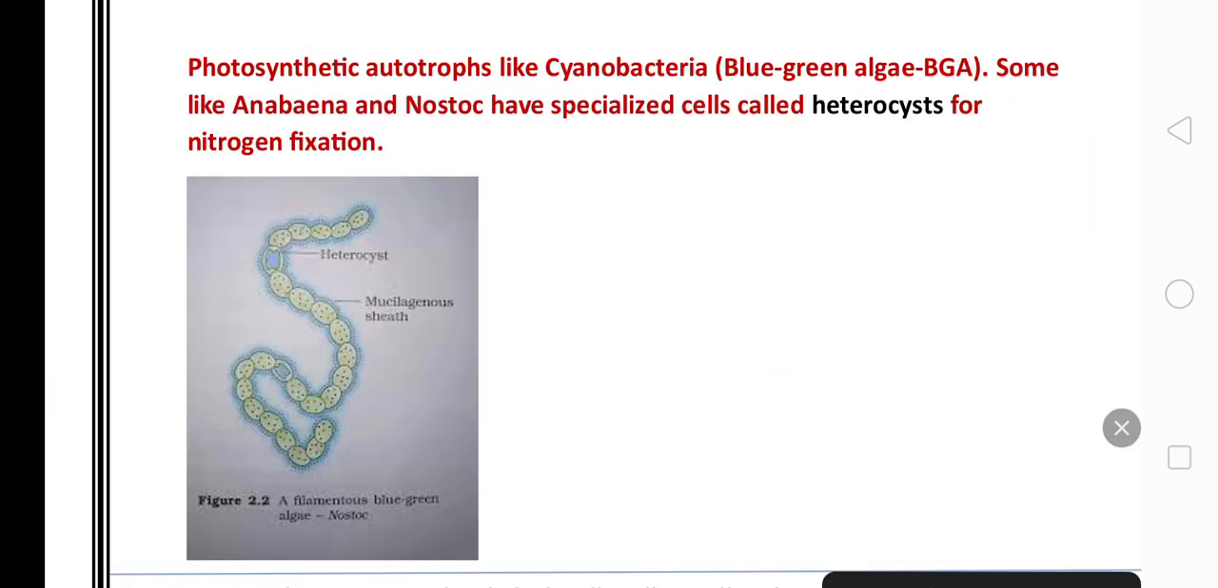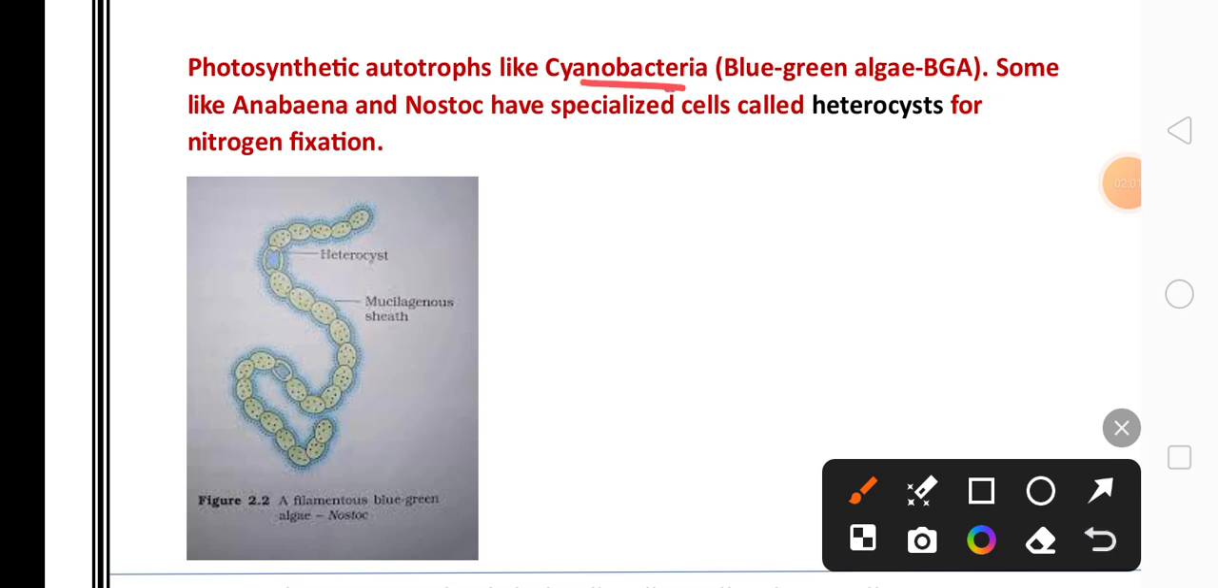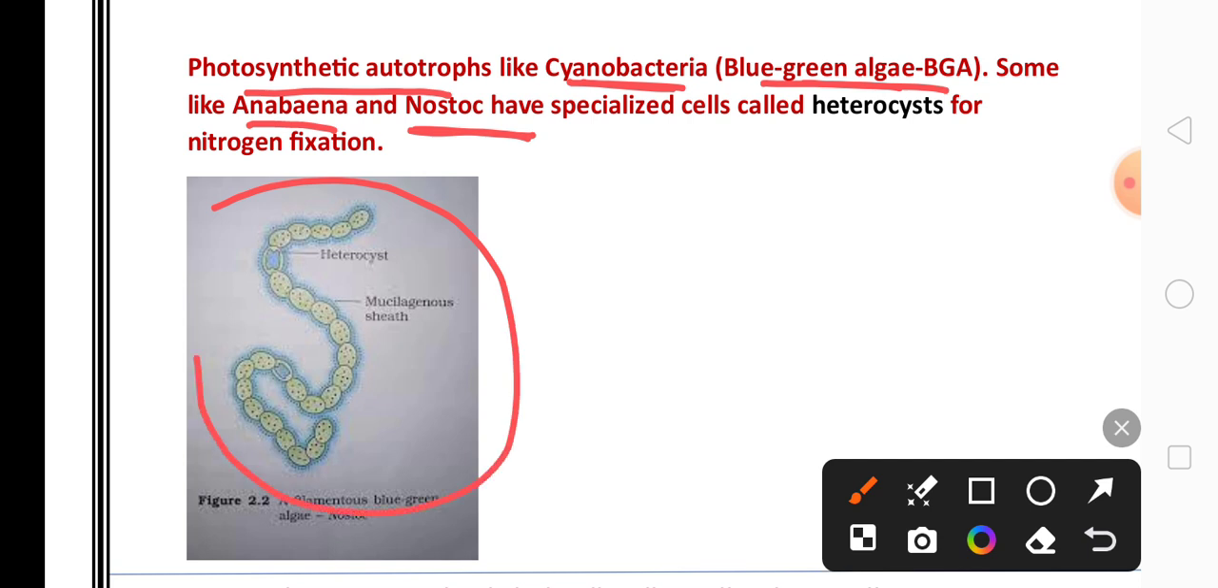Another important 2 marks question is related to cyanobacteria, also called BGA, blue-green algae. They are photosynthetic autotrophs, for example Anabaena and Nostoc. Nostoc diagram is very important to the exam. In the Nostoc, we can find specialized cells called heterocysts and their role is nitrogen fixation. The function of heterocyst is to fix the nitrogen.